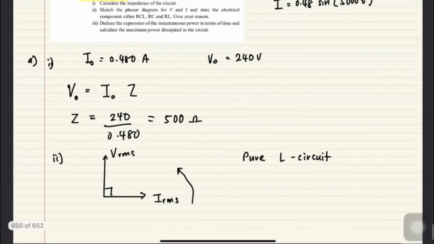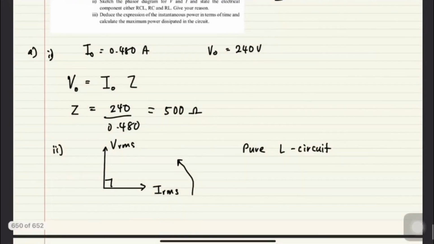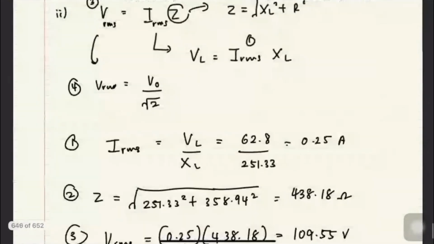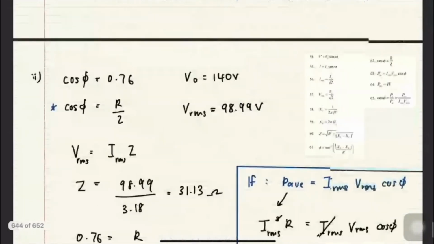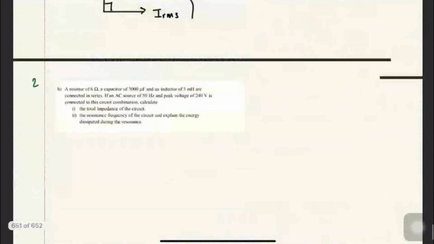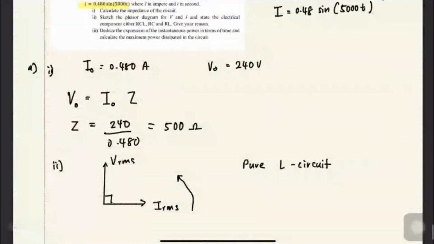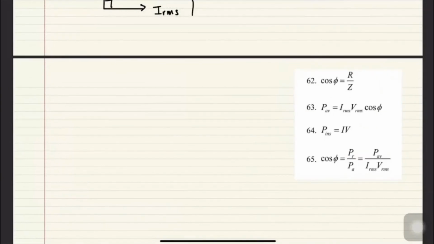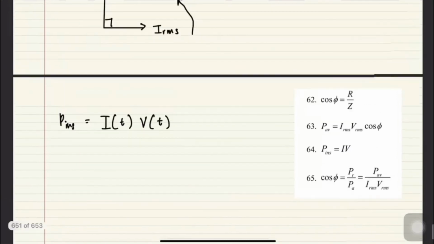And then the last one, it says reduce the expression for the instantaneous power in terms of time and calculate the maximum power dissipated in the circuit. Okay, so we go back to the equation list. Look for a moment. Okay, this one. Power has a few formulas, and for instantaneous power, there is only one formula. So for instantaneous power, I have to use equation 64. P instantaneous equals IV. But remember, I is in terms of time, V is in terms of time. Then you get instantaneous. So they gave two equations in terms of time.